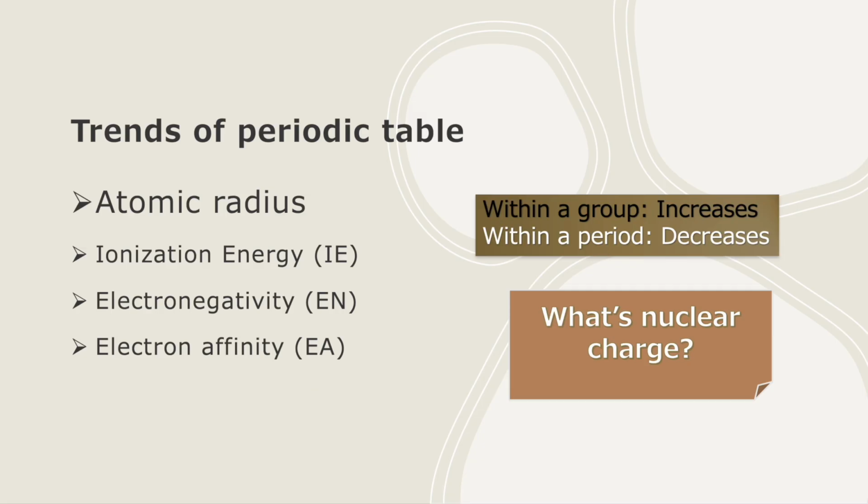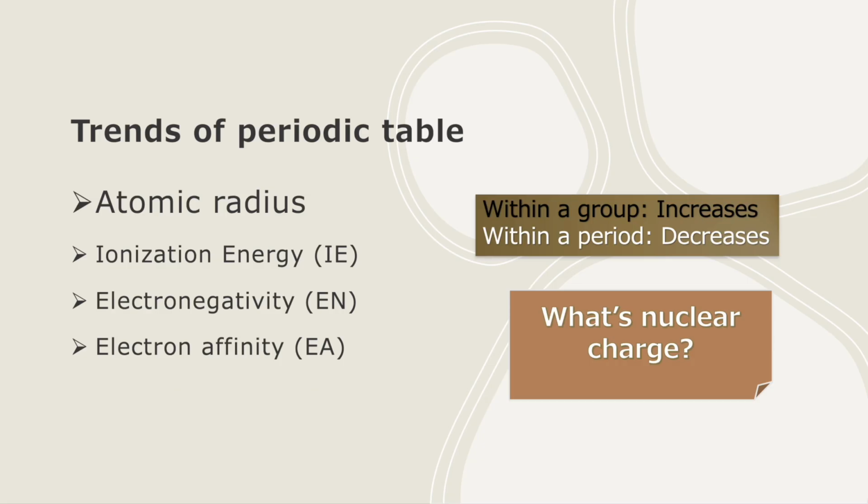And this higher positive charge pulls the electrons closer to the nucleus, reducing the atomic size, okay? We also have constant electron shells. So all elements in the same period have the same number of energy levels or shells. And since no new energy levels are added, increased nuclear charge pulls the existing electrons tighter towards the nucleus.